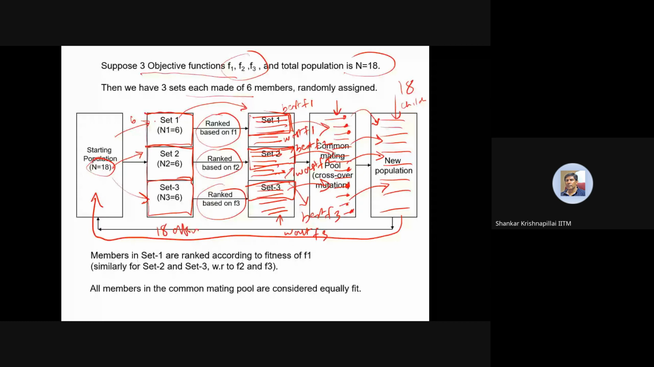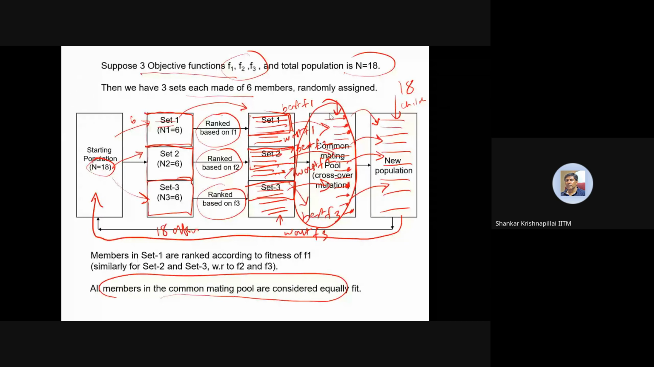Then all members in the common mating pool are considered equally fit. So all members in this common mating pool are considered equally fit. The reason is that they belong to different objective functions.